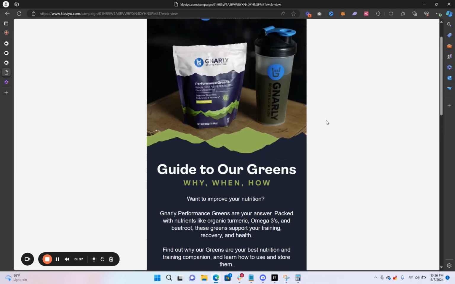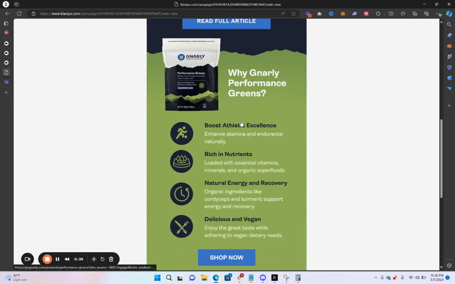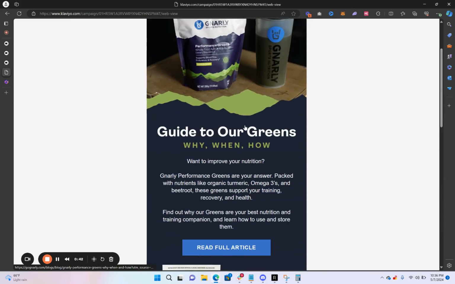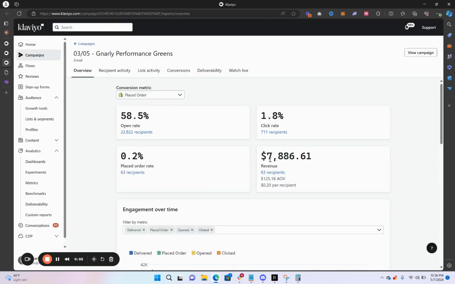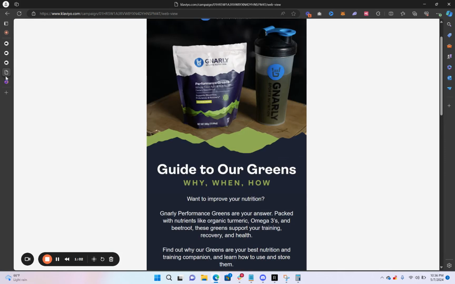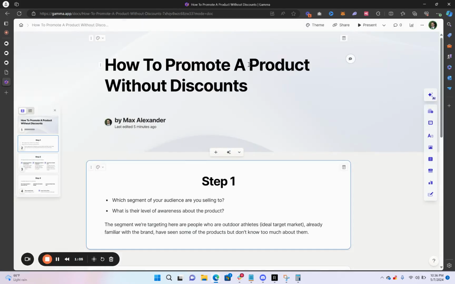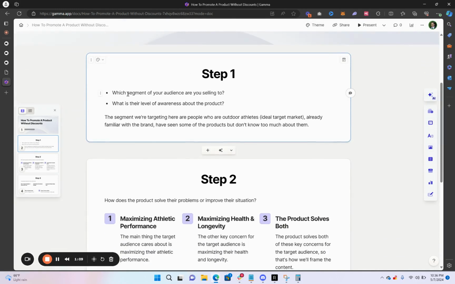All right, so here's the overall email. Let me show you, because obviously there's a ton of different components that go into creating an email. So I'm just going to break it down and describe the important aspects that we consider when we're putting these together. And by the way, the stats on this were very, very good. We converted 0.2% of people without relying on any discounts, obviously, which is excellent. So let me show you this. Okay, so how to promote a product without discounts.